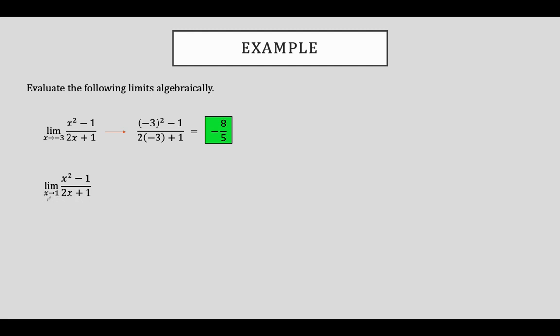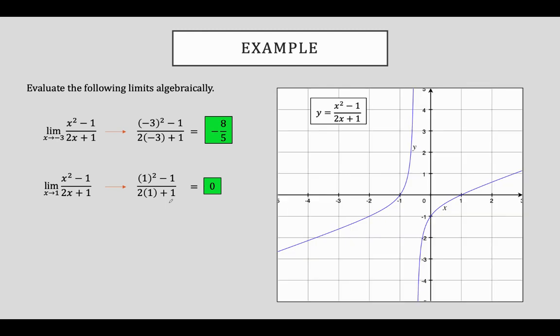The limit as x approaches 1 of x squared minus 1 divided by 2x plus 1. Here, we are going to substitute in 1 for x. This gives us 1 squared minus 1 divided by 2 times 1 plus 1. Well, 1 squared minus 1 gives me 0 in the numerator, divided by 3. 0 divided by any non-zero real number is simply equal to 0. 0 is a real number. That's our answer. And we can verify our solutions graphically. Notice our first limit was the limit as x approached negative 3, right?